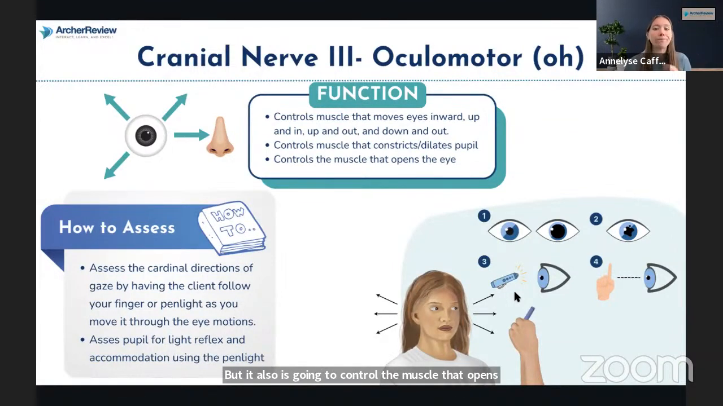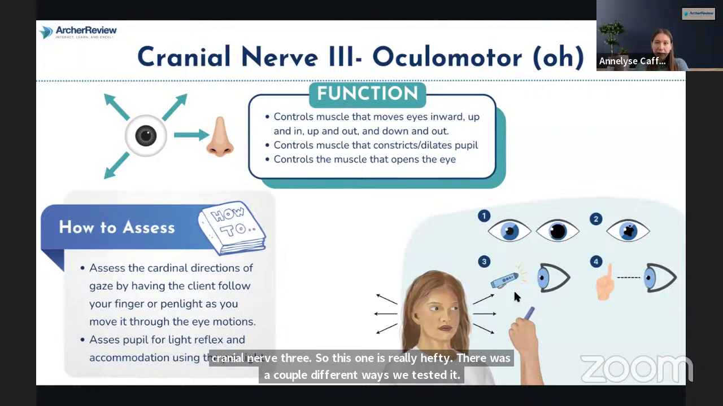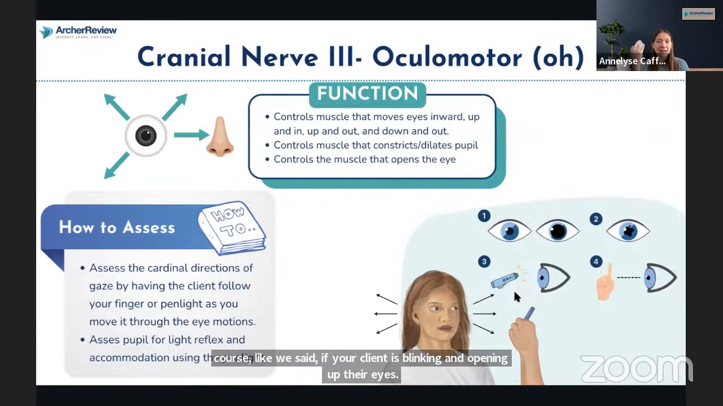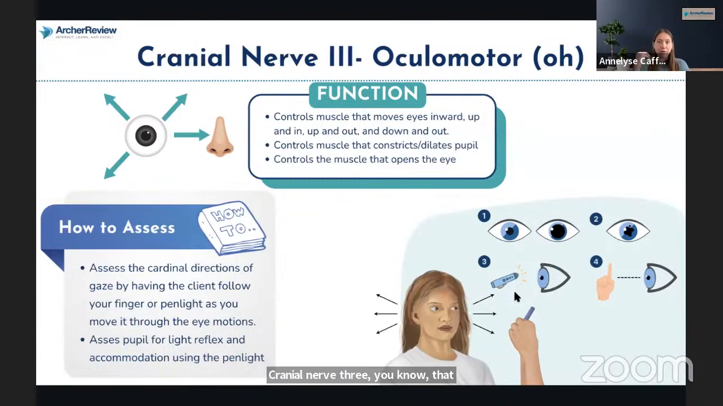And then also that muscle that constricts or dilates our pupil. So when we check PERLA, pupils equal, round, reactive to light, and accommodation. So that's what PERLA stands for. That's also going to be cranial nerve 3. So this one is really hefty. There's a couple different ways we test it. Of course, like we said, if your client is blinking and opening up their eyes, cranial nerve 3, that is going to be intact in that regard.